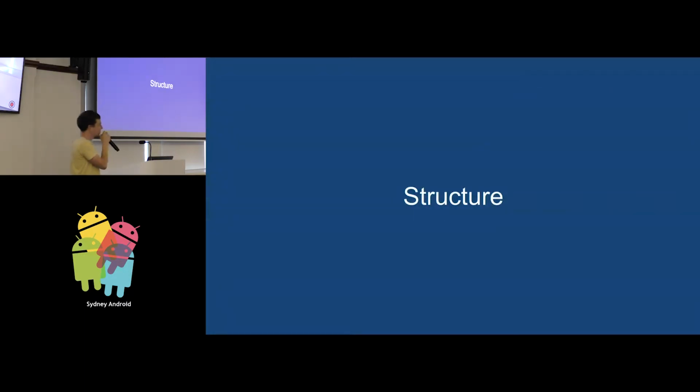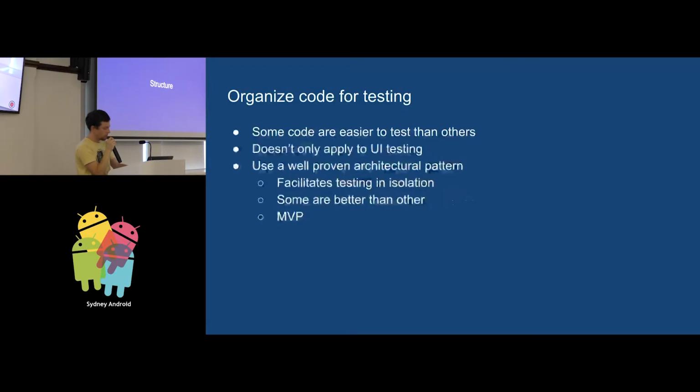So one of the important parts of this is structure. If you don't have structure, nothing is going to work. You can use the best tools in the world. You can use Mockito, Espresso, what have you. If you do not structure your code in a way that you can test it, then it's not going to work, or it's going to be a huge pain to do it. So just a general idea, some code is better to test than other.